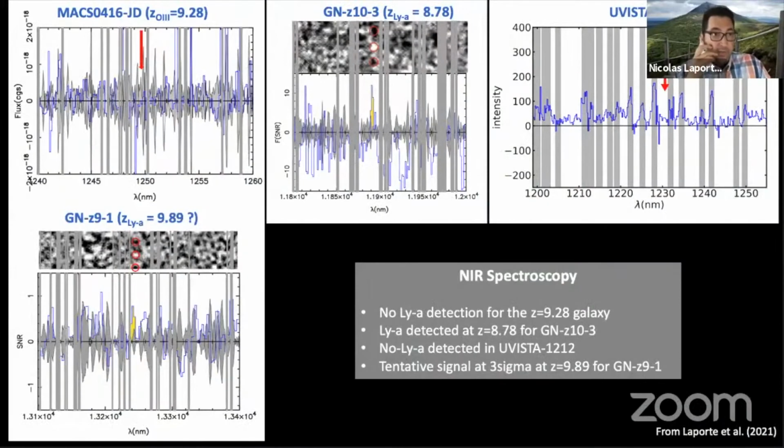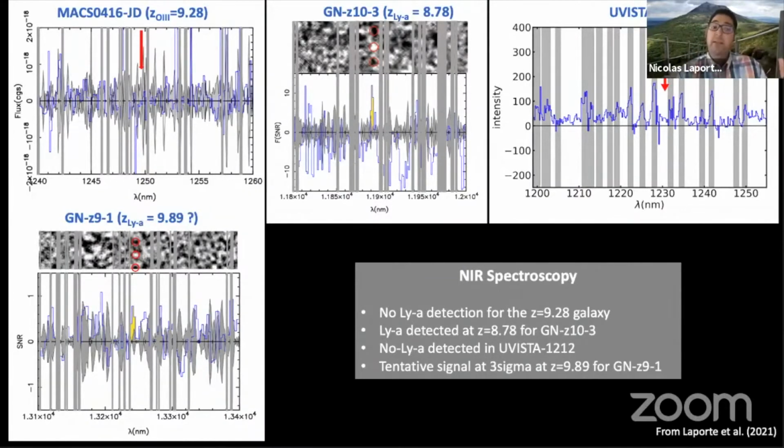Here you have the result from our near-infrared spectroscopic campaign looking for Lyman alpha and other emission lines. And as you can see, we have very few successes. We have no detection for the object for which we detect oxygen-3 at redshift 9.28, nothing in the UltraVISTA object, and maybe a faint detection in one of the GOODS-North objects. But for the rest of the talk, I will consider this object as a non-detection. But we have a detection, at least in one of these objects in GOODS-North at redshift 8.8.